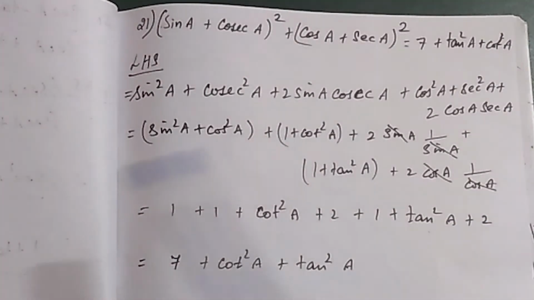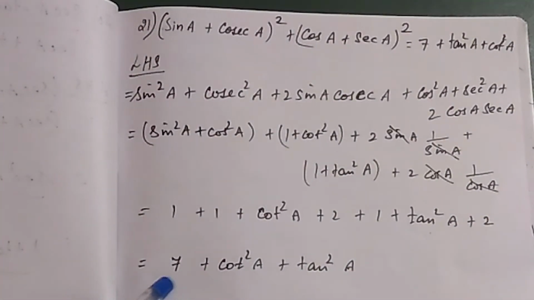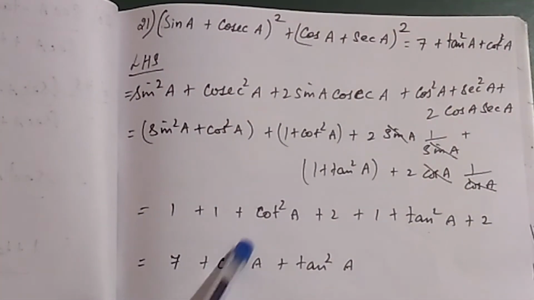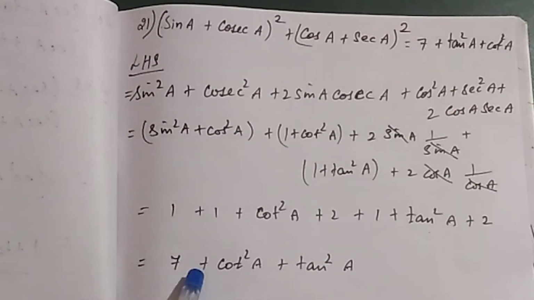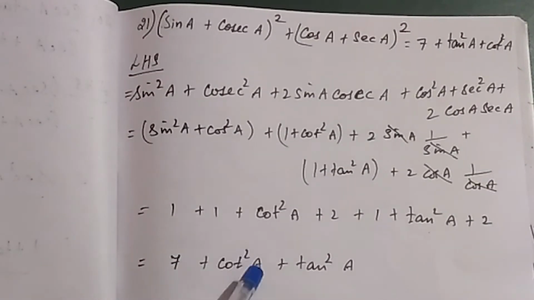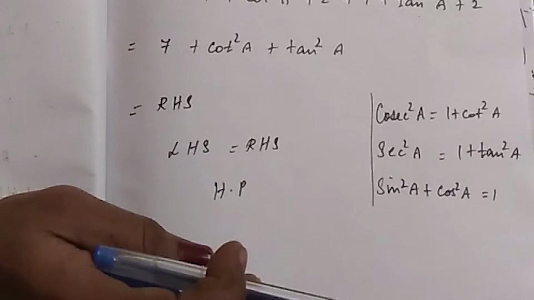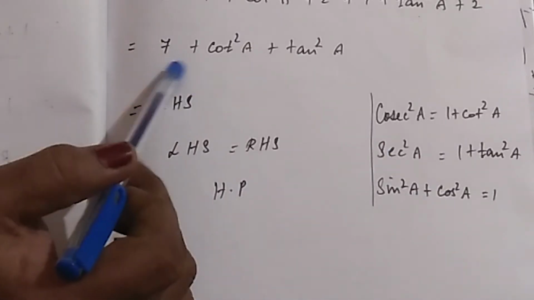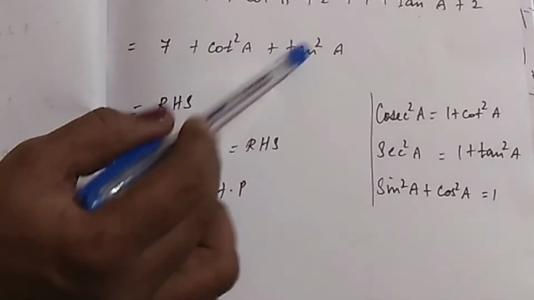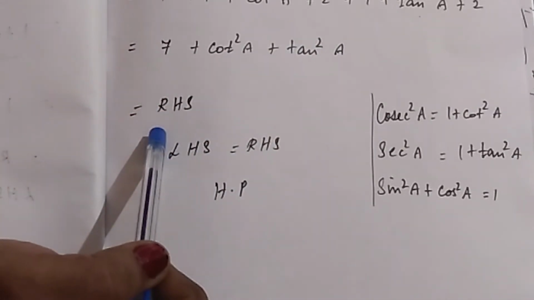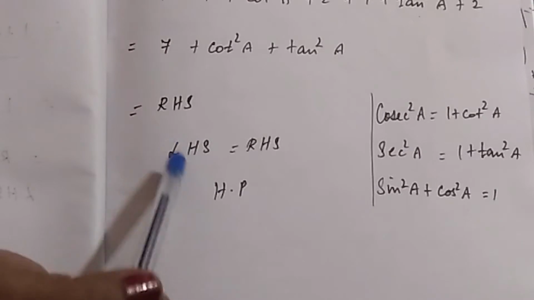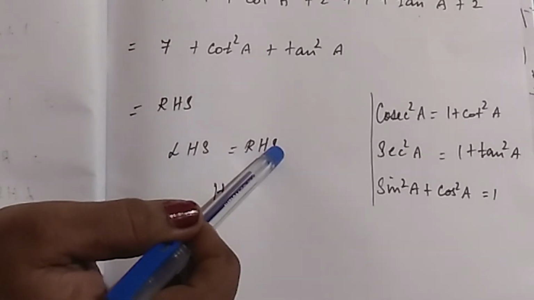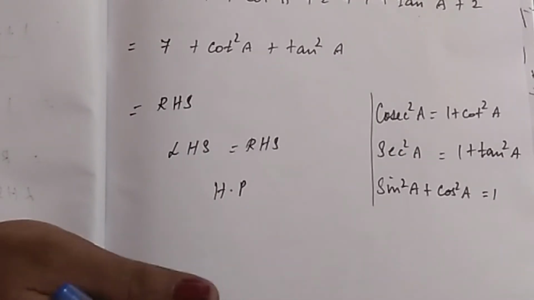Now add all this. So you will get 7 plus cot squared A plus tan squared A. Okay, 7 plus cot squared A plus tan squared A, that is right hand side. Left hand side is equal to right hand side, hence proved.